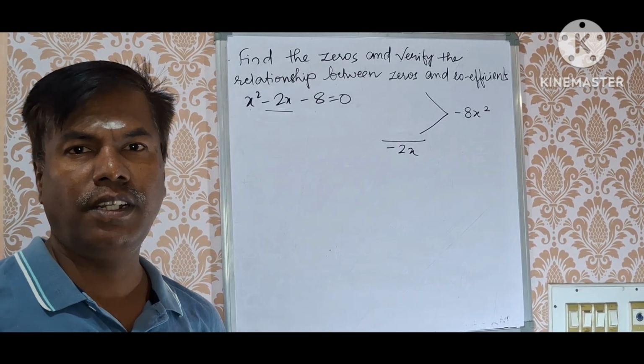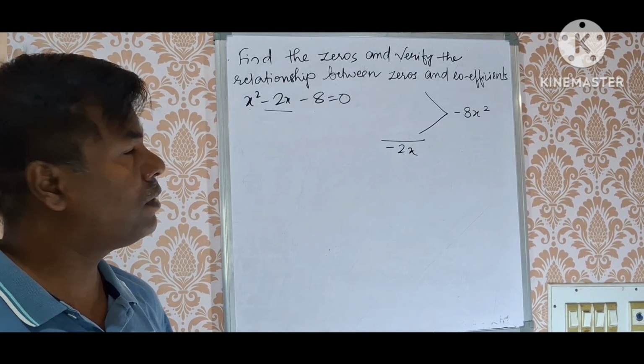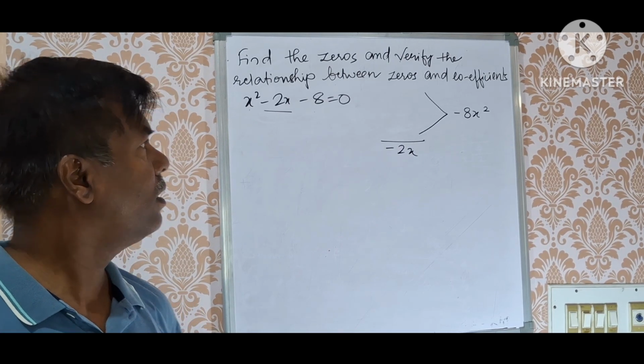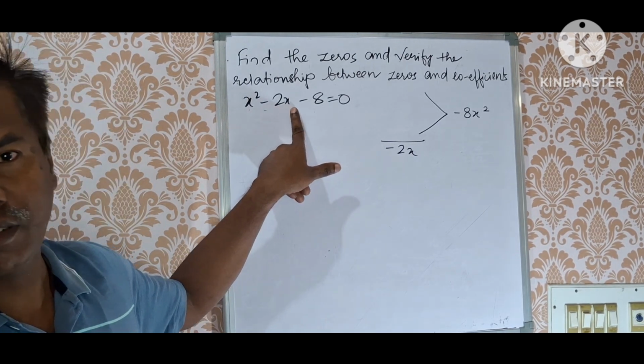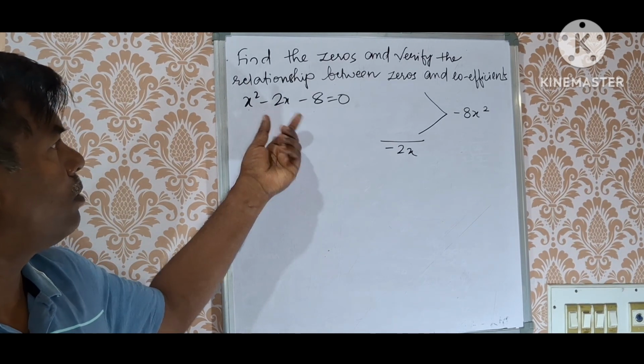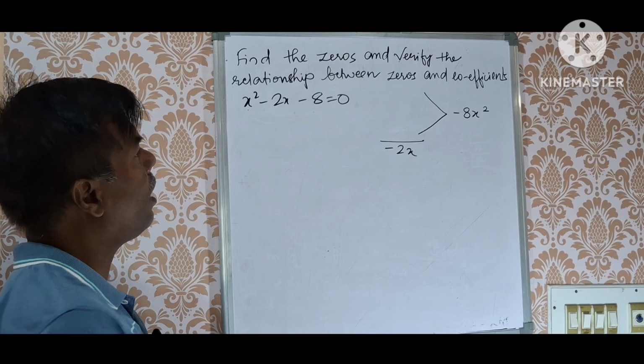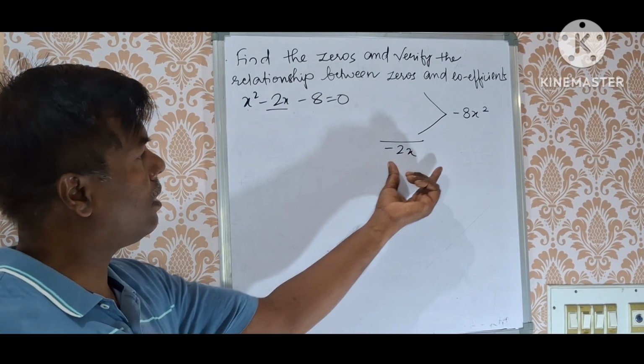Today, the next part, let us discuss the zeros of a quadratic polynomial and the relationship between zeros and coefficients. The given polynomial is x square minus 2x minus 8. We have to split the middle term into two terms and rewrite the equation. How to split the middle term? Write the middle term here.